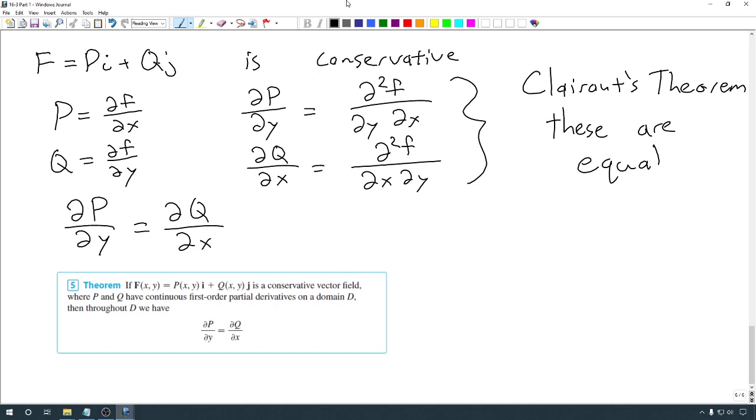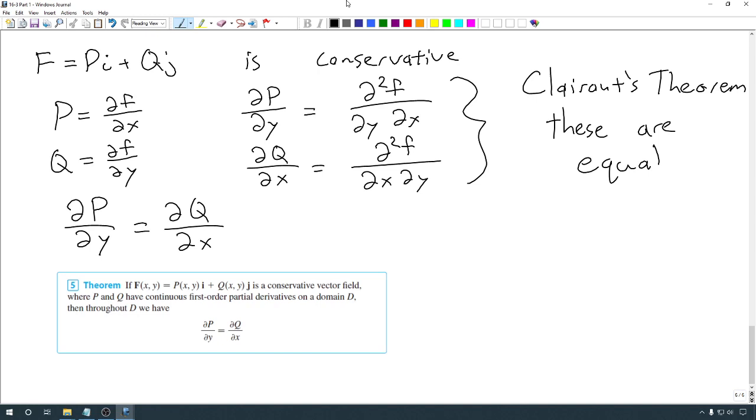And this is a pretty simple condition to check in a lot of cases, and it can immediately tell you when a vector field is not conservative. If we start with a vector field that we don't know whether it's conservative or not, we take the derivatives of P and Q with respect to y and x respectively, and those do not give us the same result, then we automatically know that F is not conservative. There is no potential function. There cannot be a potential function.